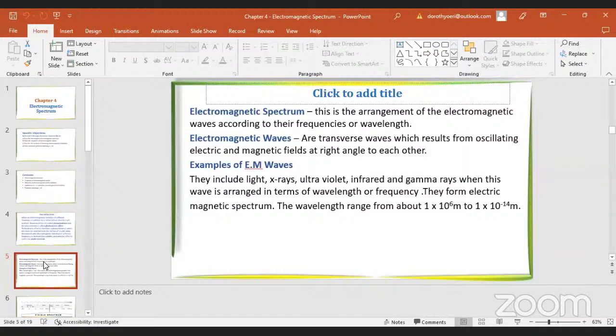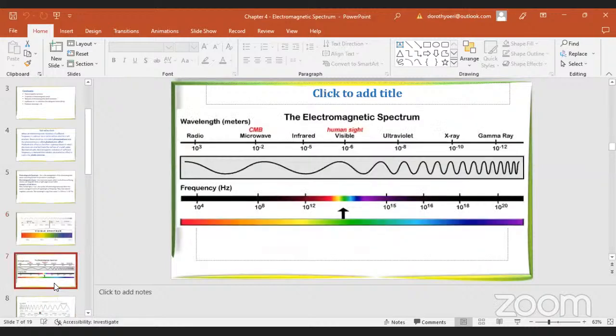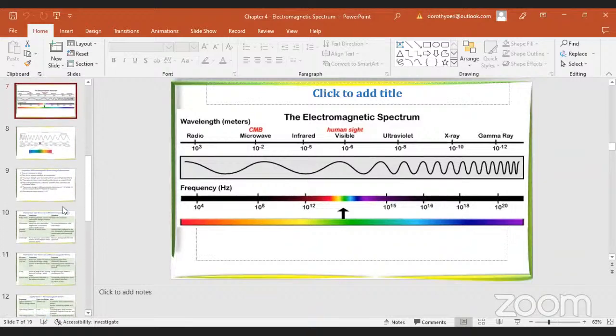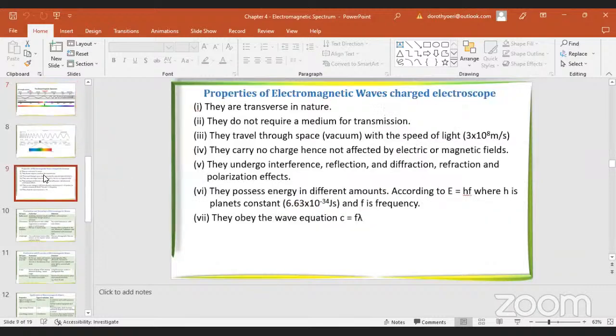We have the main introduction there, what the electromagnetic spectrum entails. Then the arrangement of the electromagnetic spectrum, showing clearly the visible spectrum, with wavelength increasing or decreasing and the frequency. Then the electromagnetic spectrum again, comparing the wavelength and the frequency. I move on to the properties of electromagnetic waves. As I emphasized, at least know two, it's good. These are the common properties for all the waves.